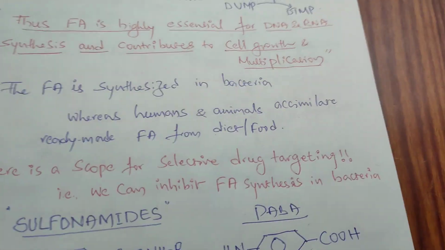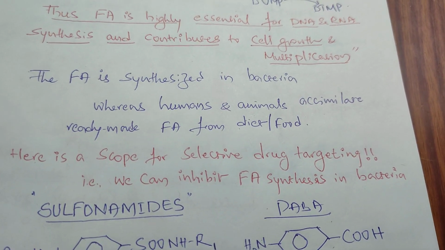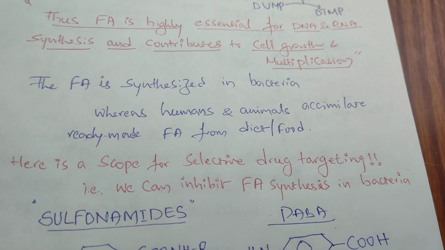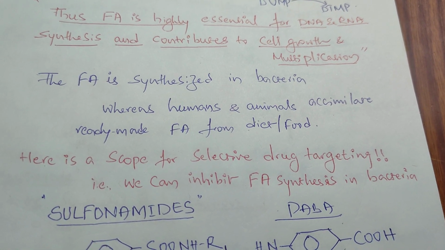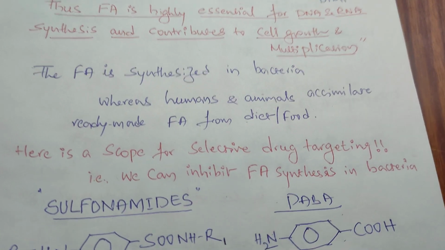Here is a scope for selective drug targeting. Human cells are not synthesizing it, bacteria are synthesizing it. So we can interfere with the synthesis process. That's today's discussion. Now let us see how we can inhibit it.